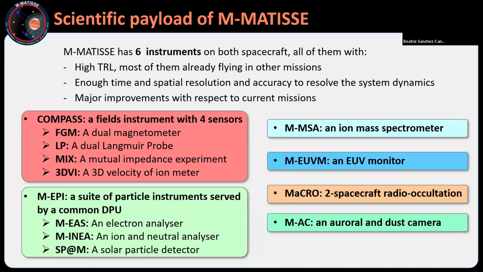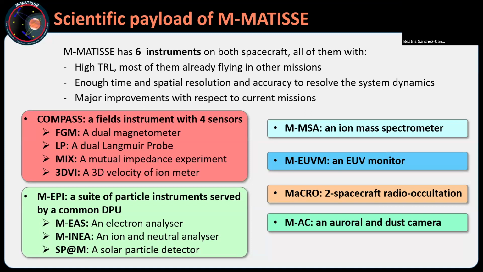So in total, we have 6 instruments. 2 of them are a suite of instruments. Rafaela and I work on the MEPI, which is the particle suite of instruments. We have an electron analyzer, an ion and neutron analyzer, and a solar energetic particle detector. But we also have another instrument, COMPASS, which is dedicated to fields. That's to measure the magnetic field, the electric field, and electron density with a Lambda probe, and also a QD ion meter, QD velocity ion meter.